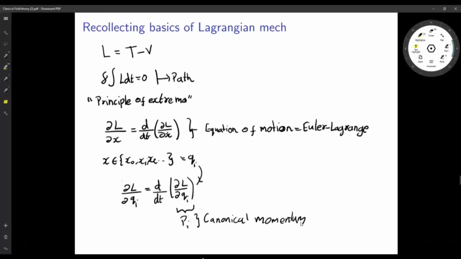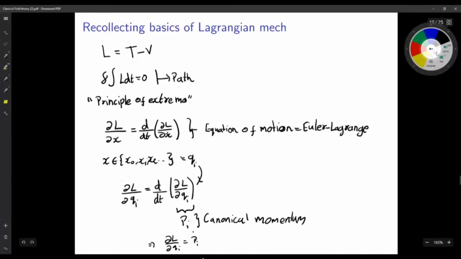Okay, so if you then replace this in the equation, this would imply ∂L/∂qi equals pi dot. This is yet again the same Euler-Lagrange equation expressed in a different language. I'll just highlight this because this is the form that we will be using, right? So this is very, very important.